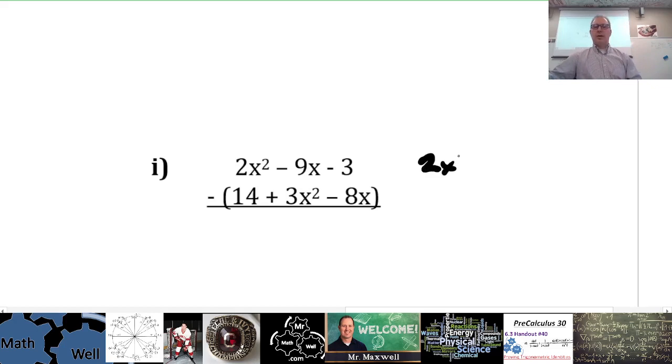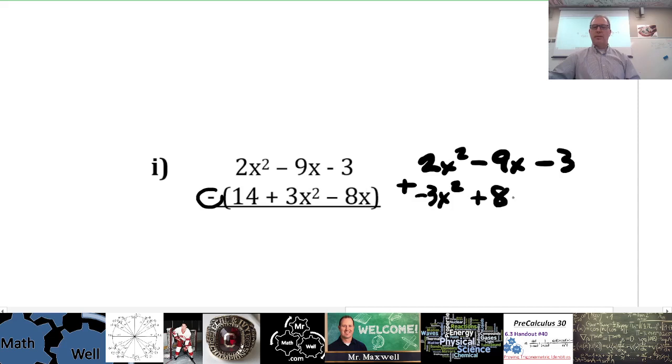So 2x squared minus 9x minus 3. And then I'm going to change this. I'm going to do two things at once. This is going to become a plus. And then I'm going to add the opposites of what I see down here. So I'm going to write the 3x squared first, but that's going to be opposite. So minus 3x squared. And then in this column, I should have the x term, where I'm going to make sure I write the opposite of this. So it's going to be plus 8x.